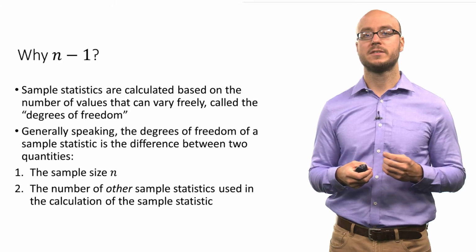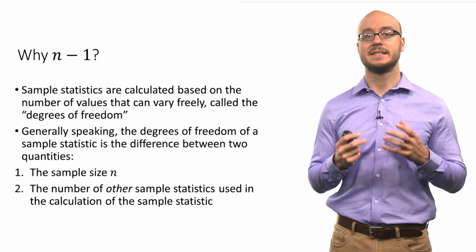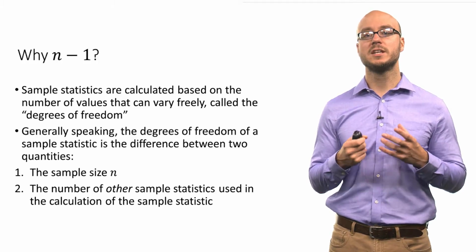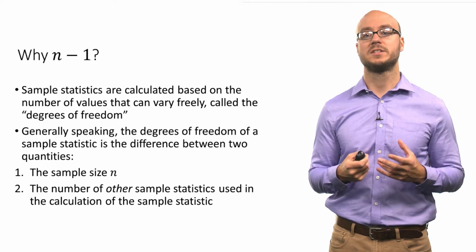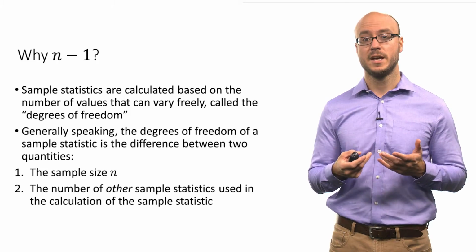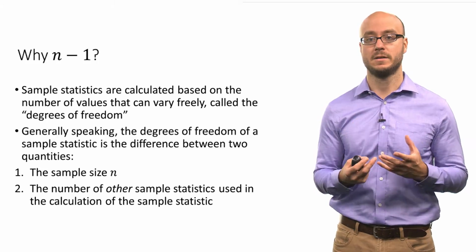In general, the degrees of freedom associated with a sample statistic is the difference between the sample size n and the number of other sample statistics used in the calculation of the sample statistic of interest. In this case, the sample statistic of interest is the variance. But to calculate the sample variance, we must use the sample mean. So the sample size is n, and we use one sample statistic, the sample mean, to calculate the sample variance. So we have n minus 1 degrees of freedom.